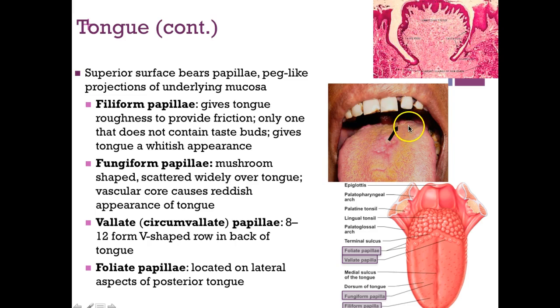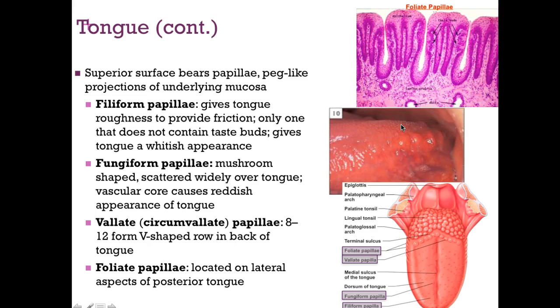Here are just some pictures of what your circumvallate papillae may look like. So there's a histology plate, and this is an actual physical picture here. And then we have your foliate papillae here on the lateral side of the tongue. And you could also see the image here, and embedded on the papillae will be the taste buds.